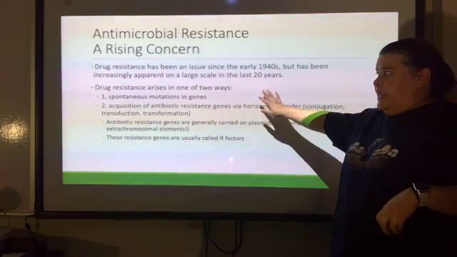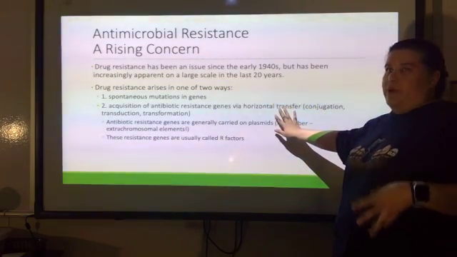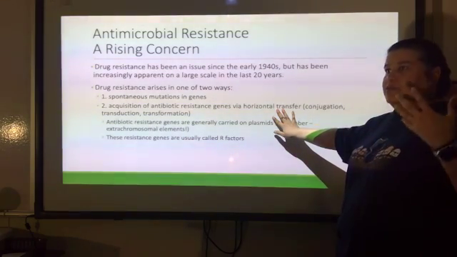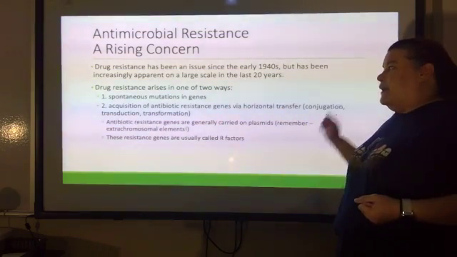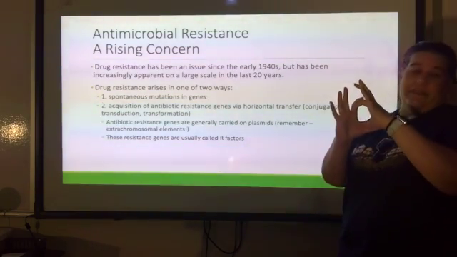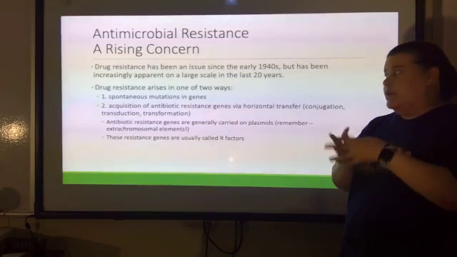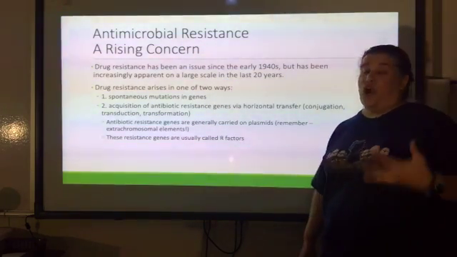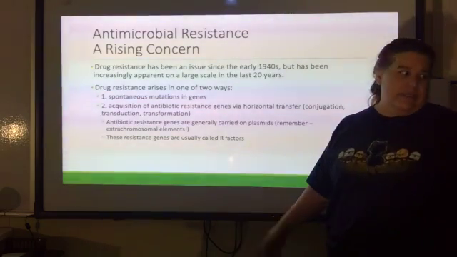But whether it's spontaneous or they get it from somewhere, the result is the same. That bacteria now has drug resistance. Antibiotic resistance genes are generally carried on the plasmids, the little circles of DNA. The resistance genes are usually called R factors for resistance.